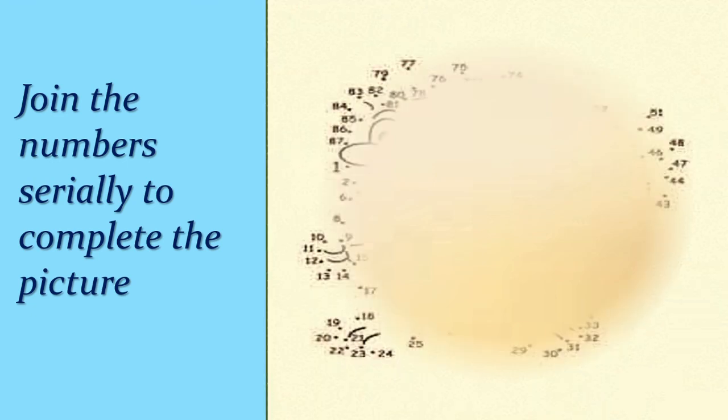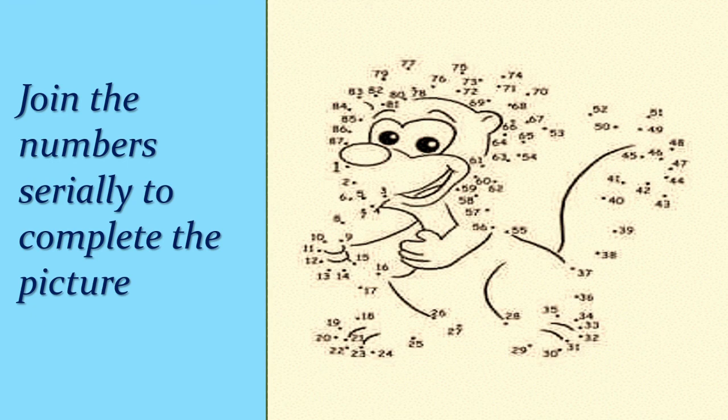Yes. One more activity. Join the numbers serially to complete the picture. Okay, here you know how to do. You have to join the numbers in serial order 1, 2, 3, 4, 5, 6 like this. Okay, then you will get a nice picture, a lovely picture.